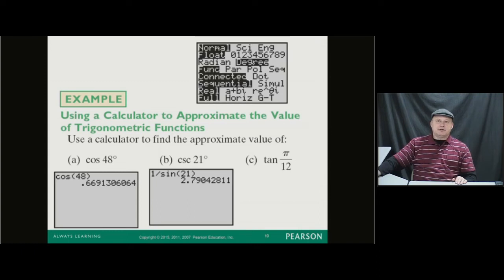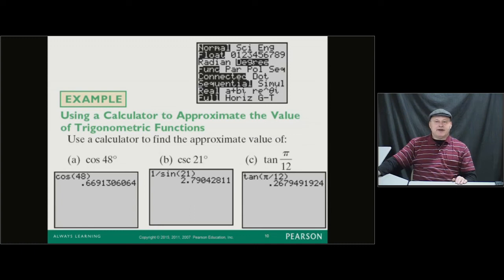Now, the tangent of pi over 12. The first thing we'll need to do is make sure your calculator will be in the correct mode. So you'll need to go back into your settings and change the degree back to radians. And then it's just a matter of punching it in. So tangent of pi over 12. Now, the biggest mistake that people make on some calculators is that some calculators do not put the parenthesis on there for you. And so they'll say tangent of pi over 12.